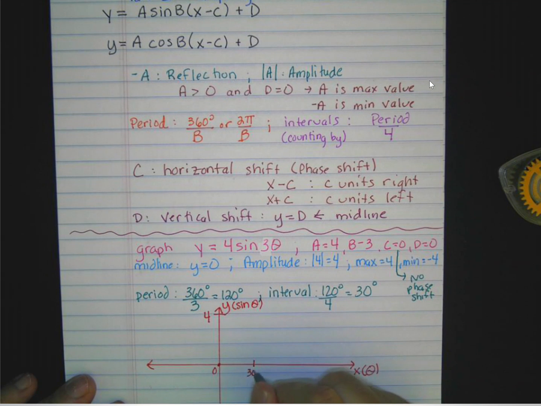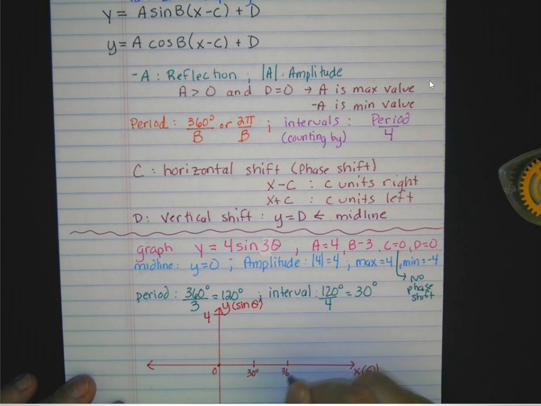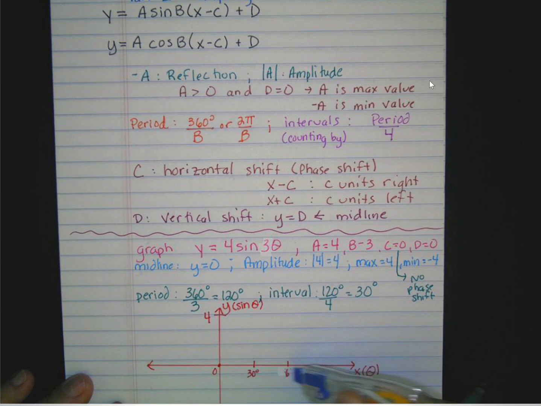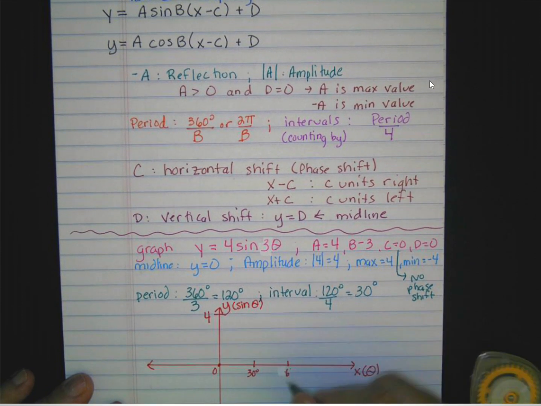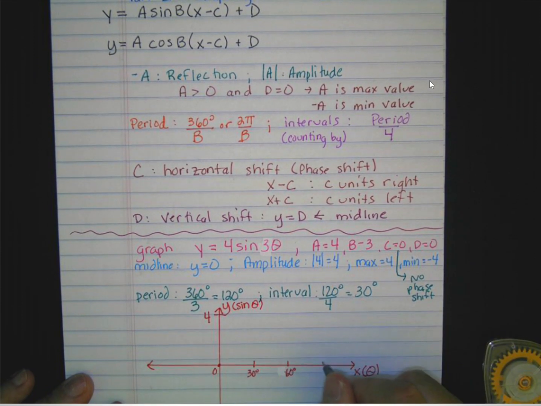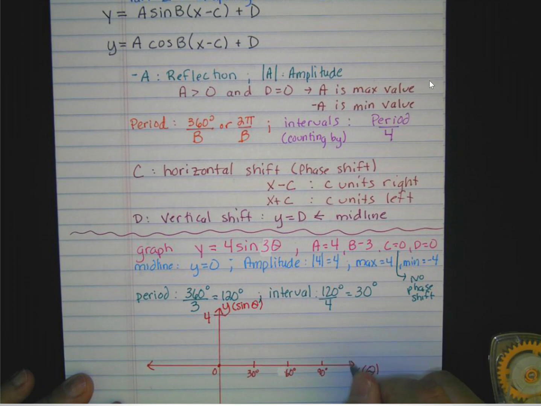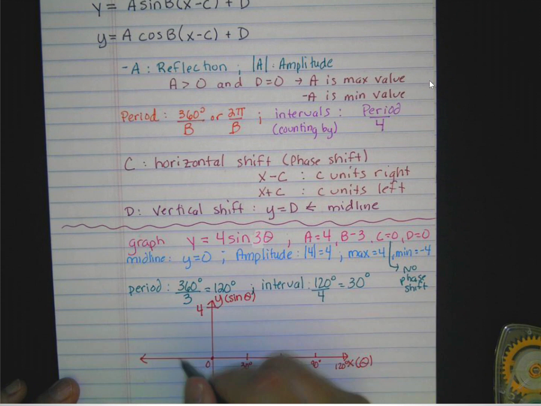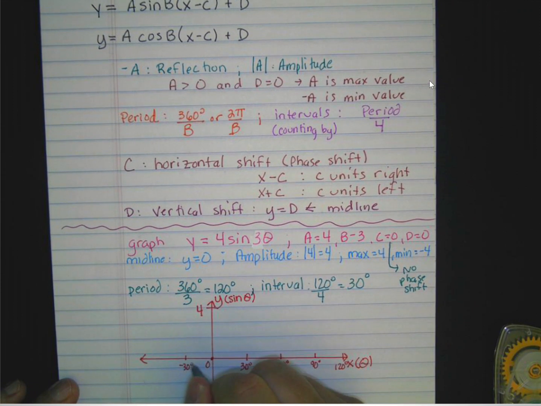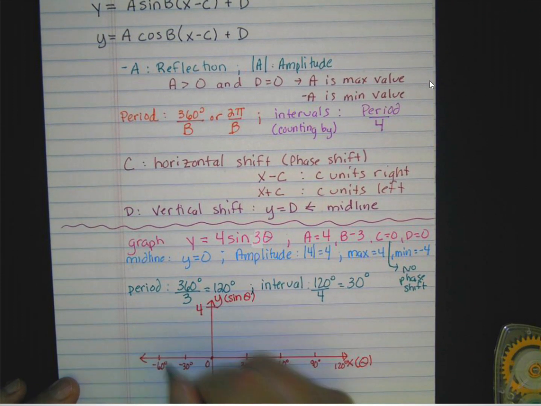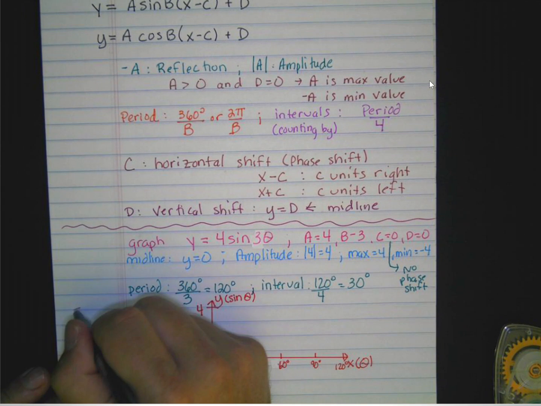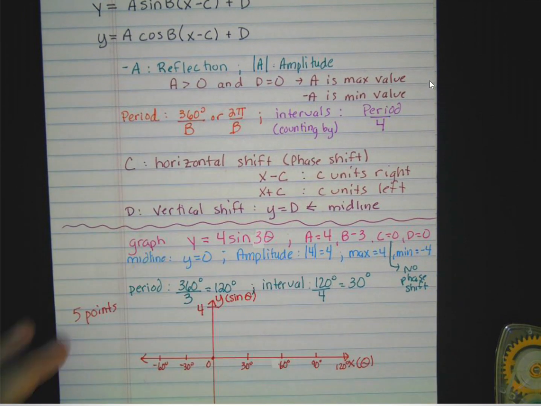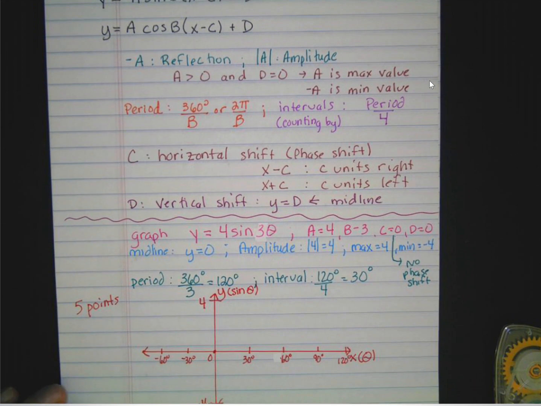So 30, 60, 90, 120, and I could go -30, -60. All right, now think, we want to do 5 points because the 5 points is going to be 4 steps. It's going to take us all the way around the circle.